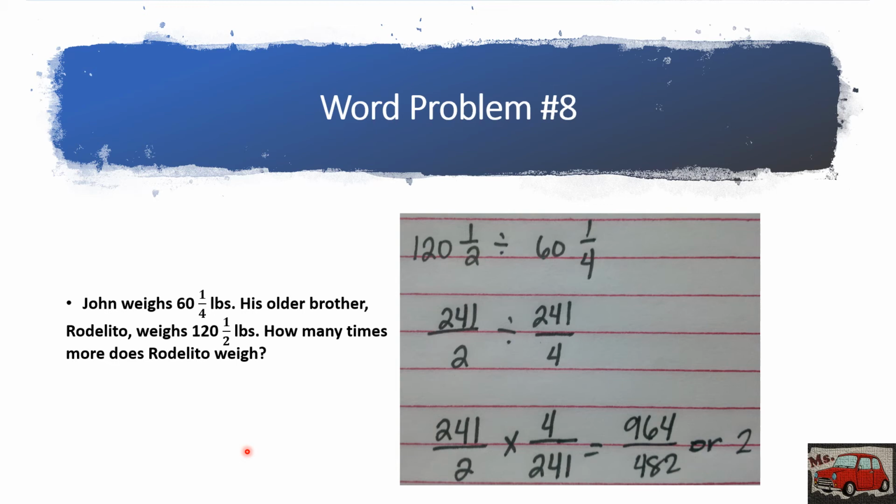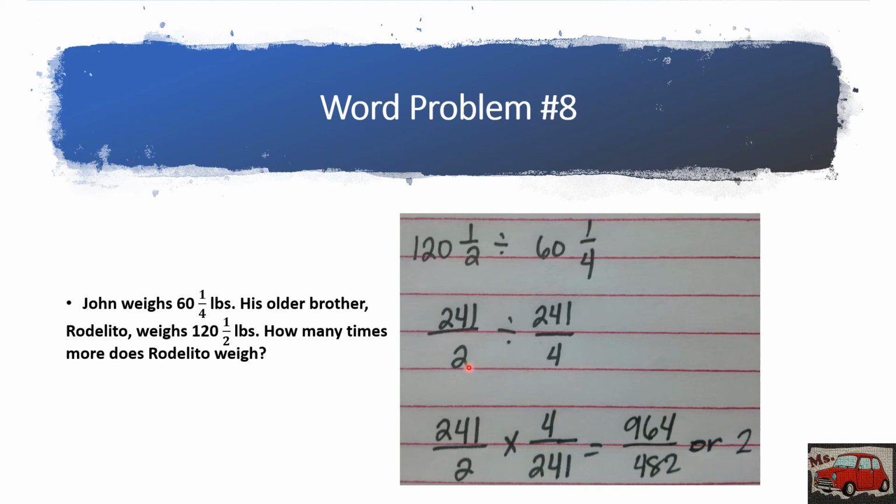Alright, so i-divide natin yung weight nila. So 120.5 divided by 60 and 1/4. And then, let's convert it first into improper fractions. So that is 241 over 2. And 60 and 1/4 will become 241 over 4.